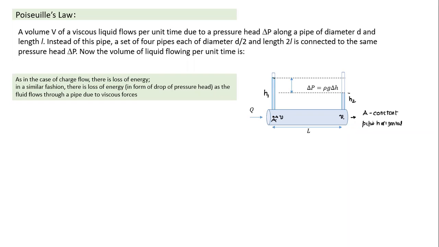There is a loss of electrical potential energy. Here the loss is in the form of pressure energy, energy per unit volume. There we call it energy per unit charge.